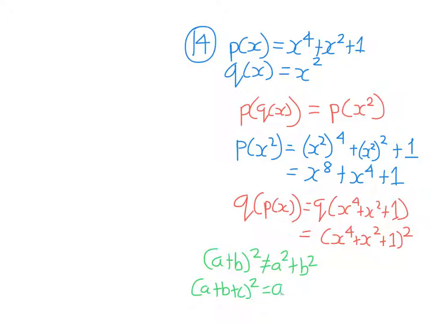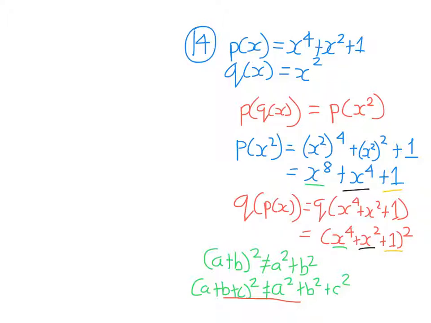You can't just square the first, square the second, and square the third. So because of this rule here, I know they won't be equal. Note x to the power of 8 is just x to the power of 4 squared. This is equal to this squared. And of course, this is equal to this squared. That's how I know they won't be equal.